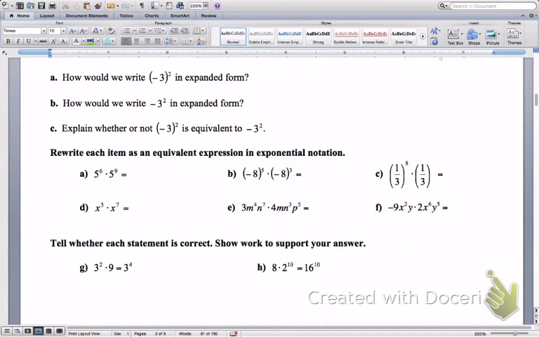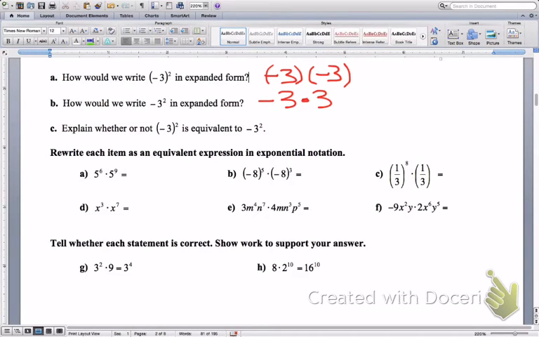All right, now that you've completed A, B, and C at the top, how would you write negative 3 squared in expanded form? You should have the following, negative 3 times, in parentheses, times another negative 3. That's in expanded form. How would you write negative 3 squared in expanded form? That would be negative 3 times 3.